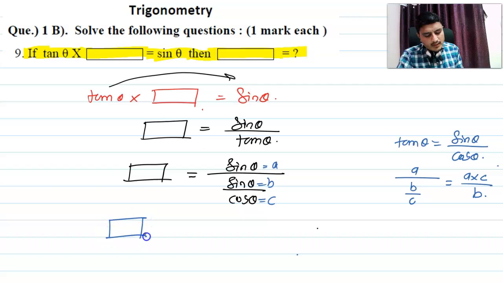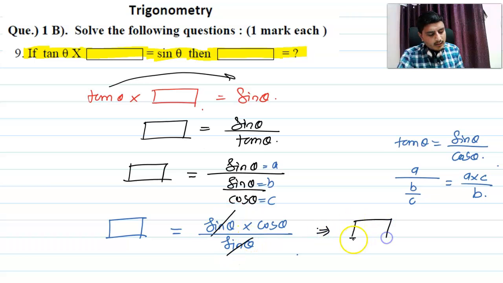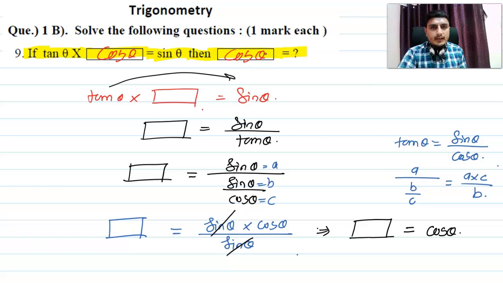So the value of the box at last we are getting is of the form sin theta into cos theta divided by sin theta. Now sin theta from numerator and denominator gets cancelled. The value of the box we are having is cos theta. That means once we fill up the box by cos theta, then tan theta into cos theta we are having sin theta. So the value of the box is cos theta.